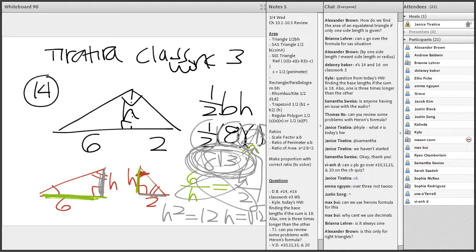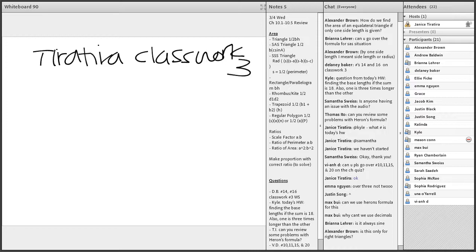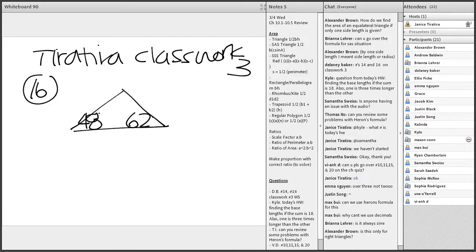Okay, the next one is number 16 on Tira Tira classwork. You might have gotten this paper from your teacher, maybe today, I'm not sure. If not, here's a new problem. So number 16, this is also another prior knowledge. It's asking us to find the area. And let's say 48 and 62, and this is 10.